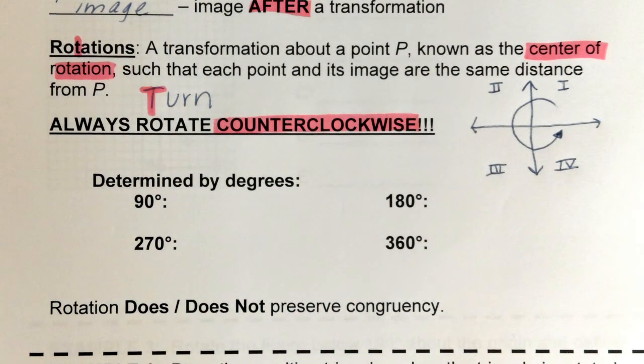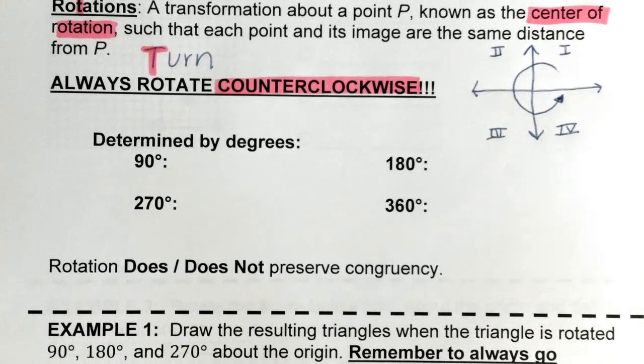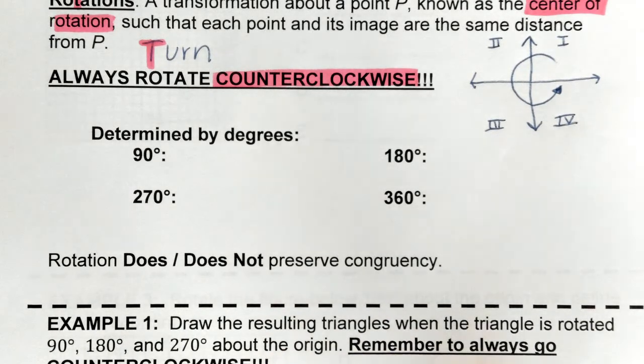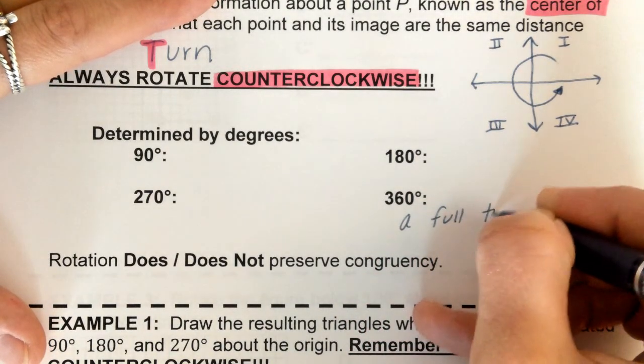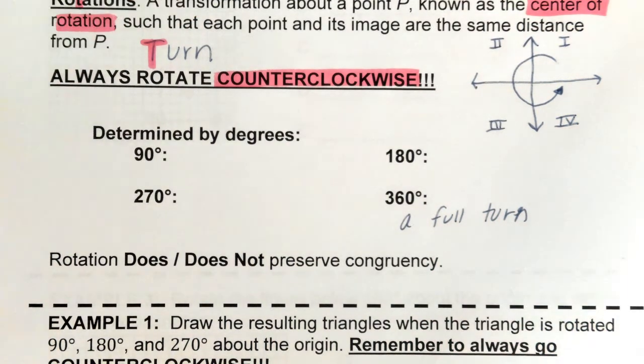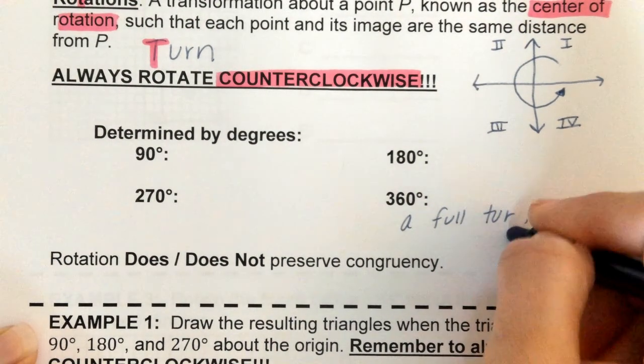If you get confused, look at the clock on the wall in your classroom, and it's the opposite direction that the little red second hand is going. We determine these by degrees, or 4 different degrees. There are only 3 of these that we're actually going to use. The 360 degrees we consider a full turn. This is going to be going all the way around back to the original where you started.